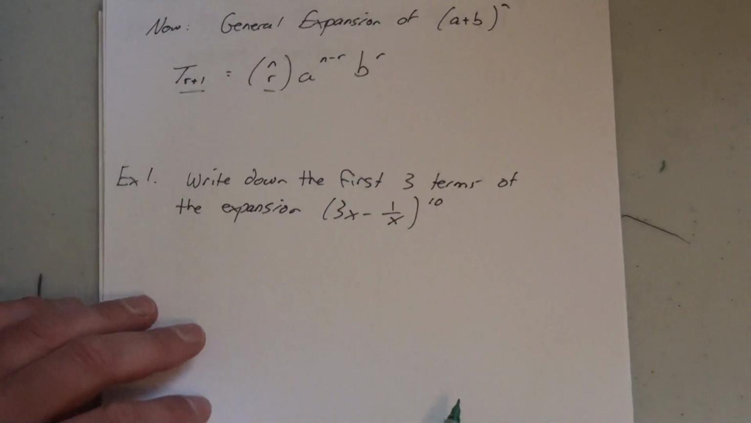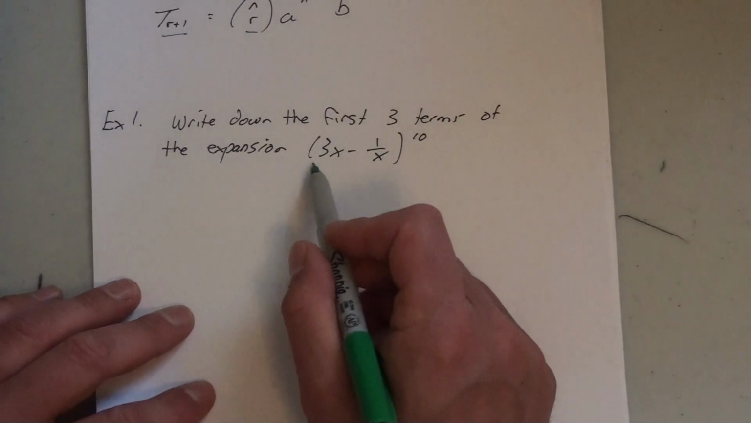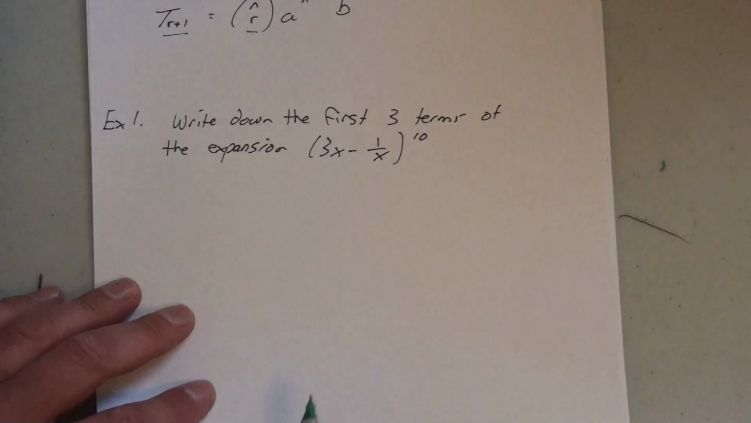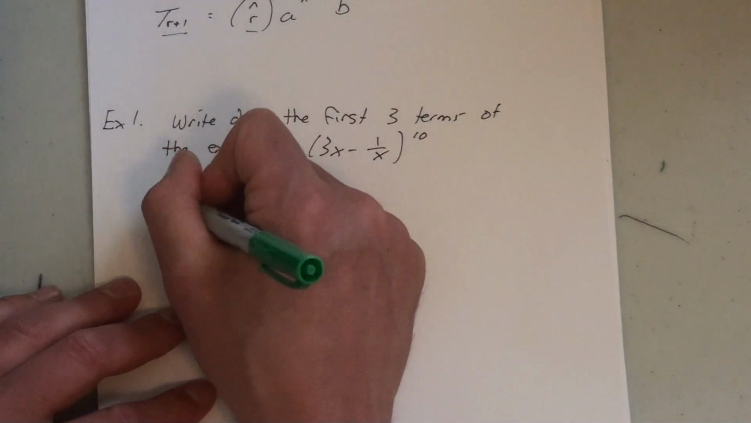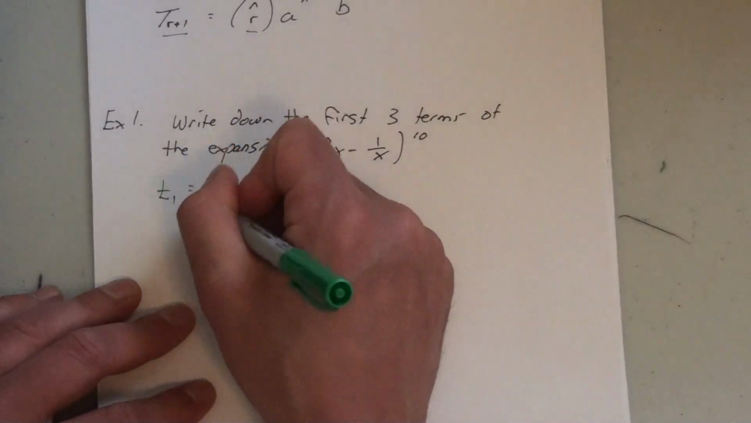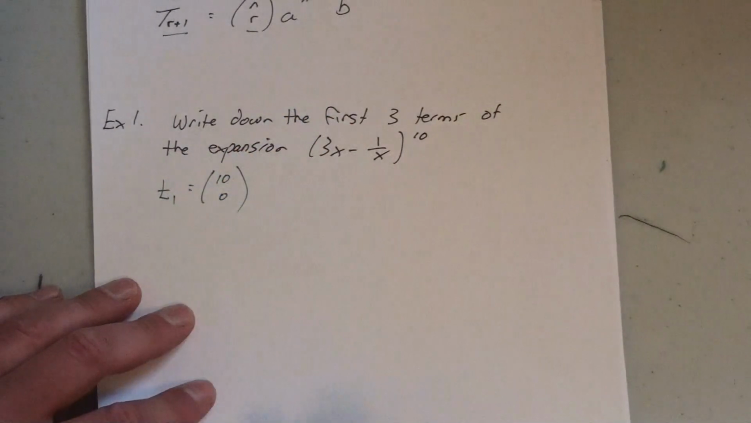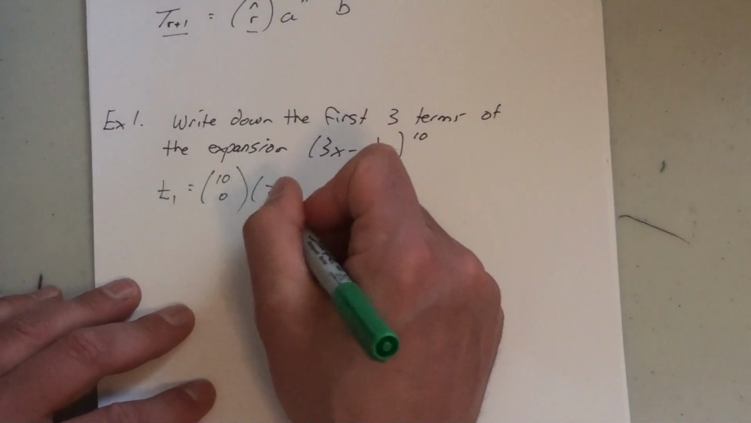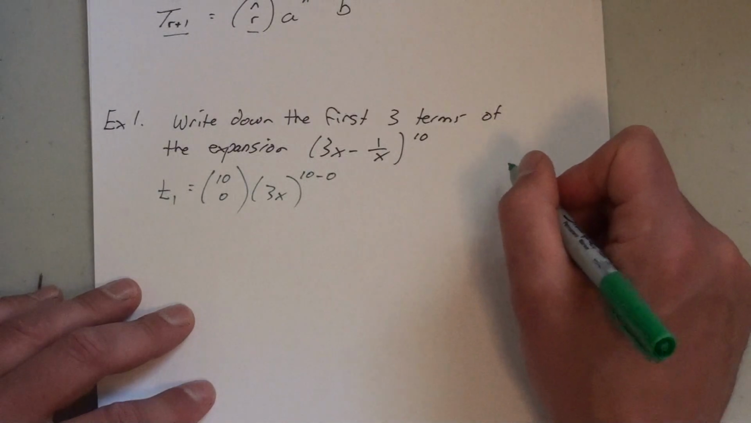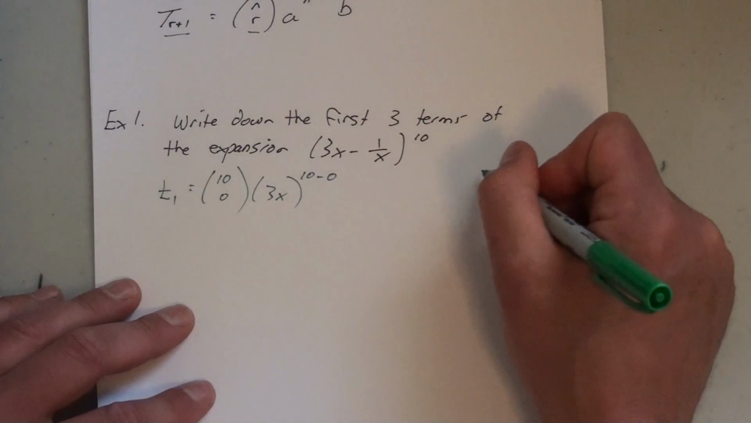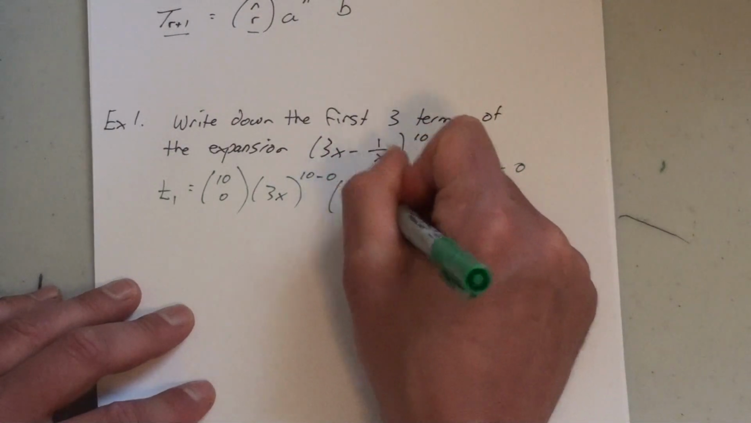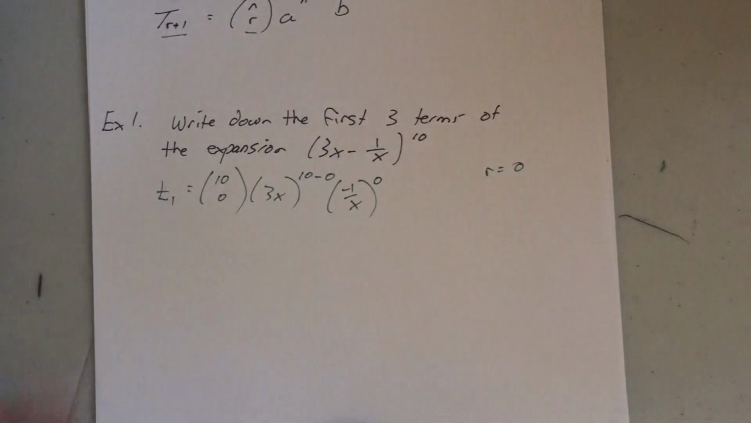So we'll go over how that would work. Let's take this expansion: (3x minus 1 over x) to the exponent of 10. I want to find the first three terms. So term 1 is going to go 10 choose 0. And then it's going to be 3x to the exponent of 10 minus 0. That's for my first term. My first term has an r value of 0. And then the second factor is (minus 1 over x) to the exponent of 0.